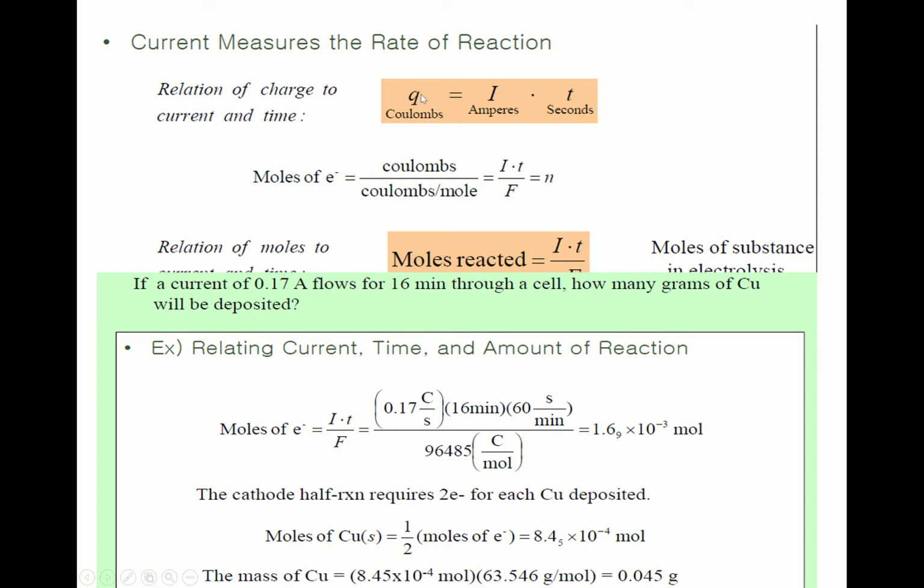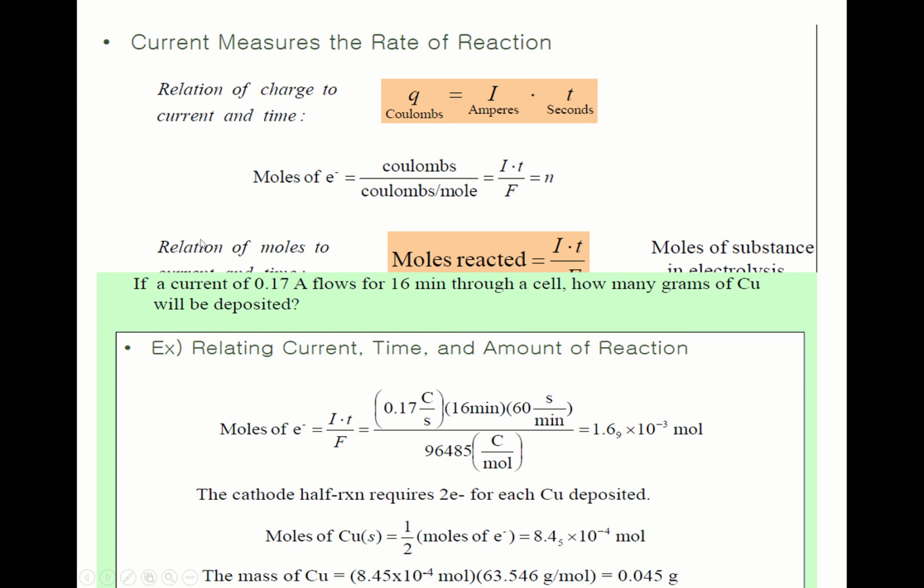Charge, symbol Q, equals current times time in seconds. Moles of electrons is what? If you divide this charge in coulombs by the coulombs per mole, that is n. This is Q divided by F. F is the Faraday constant. By definition, the Faraday constant is the charge of 1 mole of electrons. So if you divide the total coulombs by the Faraday constant, that will be the number of, not number of electrons, the number of moles of electrons.